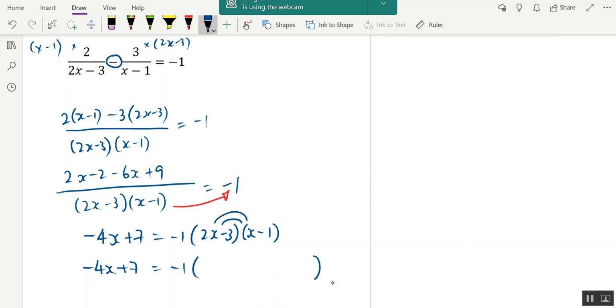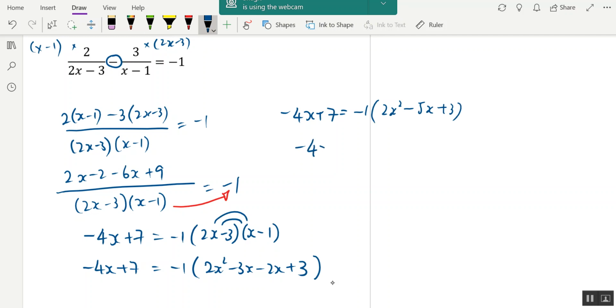Either you can do the double rainbow method, or you can use your multiplication frame as well. So 2x squared minus 3x minus 2x plus 3. I will have minus 4x plus 7 equals negative 1, still down there, until you have made everything simplified. Alright, now we give the minus 1 to everybody on the right side: x squared plus 5x minus 3.